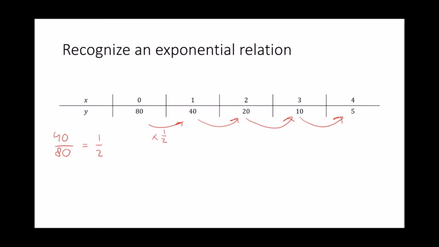The second one, from 40 to 20, so we divide 20 by 40. So again, we get a half. And if we continue this, we get 10 and 20, so from 20 to 10, we also get a half. And from 10 to 5, so 5 divided by 10 also gives a half. Every growth factor is the same, so we indeed have an exponential relation. This is how you can check for an exponential relation.